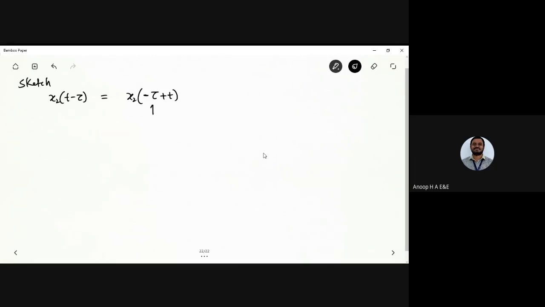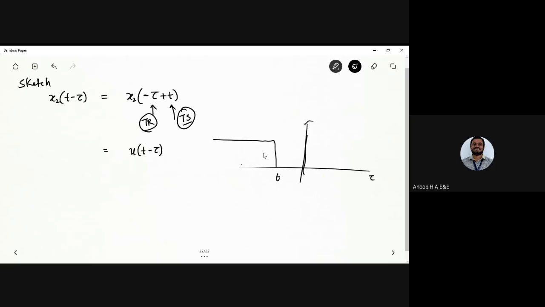Now here I have done the time reversal. Next I'll be doing the time shifting there, right? So time reversal and the time shifting operation is to be performed. So how do I do it? So x2 of t minus tau, that is u of t minus tau. Okay, how do I write it? I'll be having a signal somewhat like this. I'll be having the shifted version of it, say tau. So somewhere around here you will be having t.